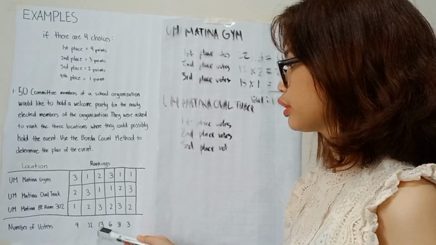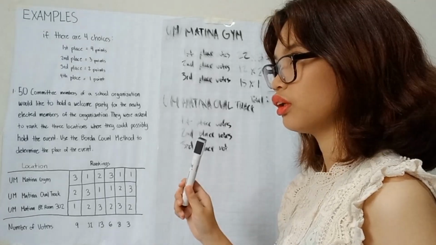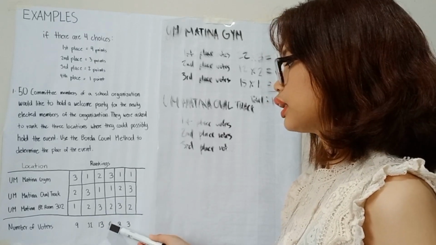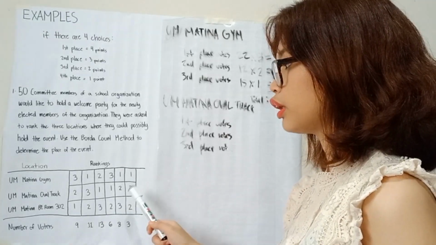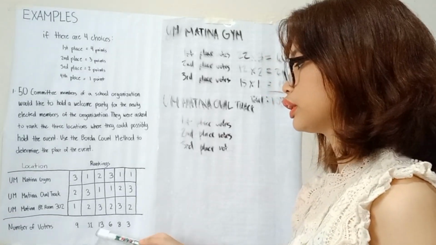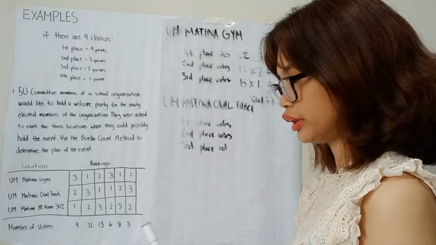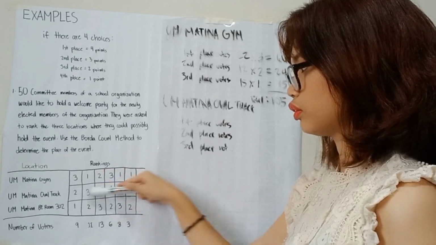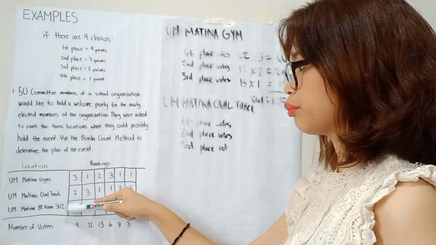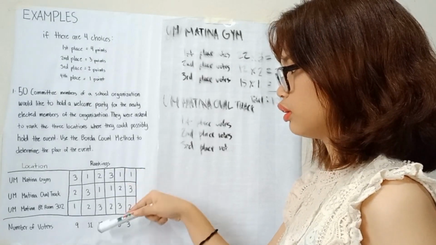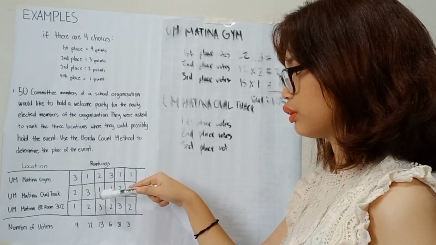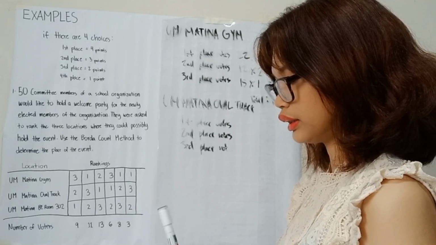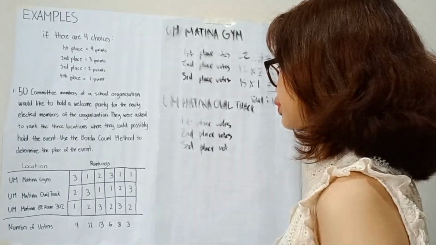So we have number of voters, which is 13, and number of voters of 6 selected Oval Track to be their first place. So 13 voters plus 6 voters. You see this? Here, base on this. Okay? Like that. Number of voters, number of their rankings. So for Matina, we have the rankings here, 1 and 1 for 13 voters and 6 voters. So 13 voters plus 6 voters equals 19 voters.